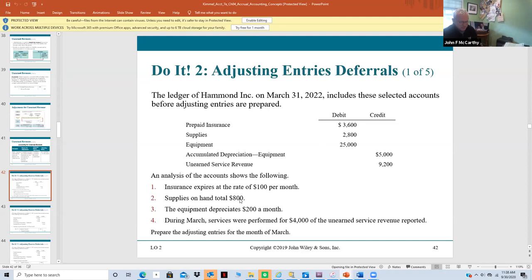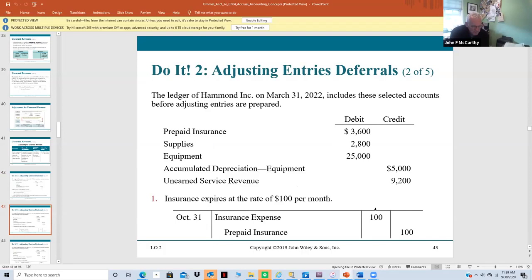So the first thing is, a good accountant went through this and said, hey, you have $3,600 prepaid insurance. If it expires at $100 per month, it must be good for 3 years of insurance. And it says supplies on hand. Initially, we bought 2,800 of supplies, but now we went out and counted it. We only have 800. And then the equipment depreciates at $200 a month. And then during March, services were performed for $4,000. So of this 9,200 that was unearned at the beginning of the month, we earned 4,000 of it. So now we're going to prepare the adjusting entries.